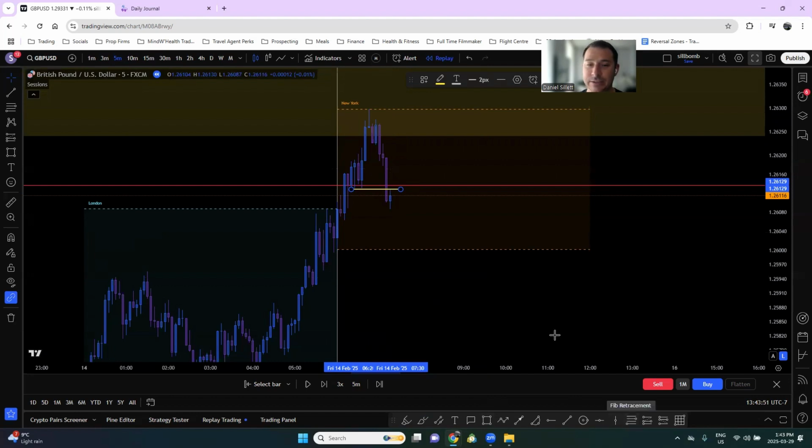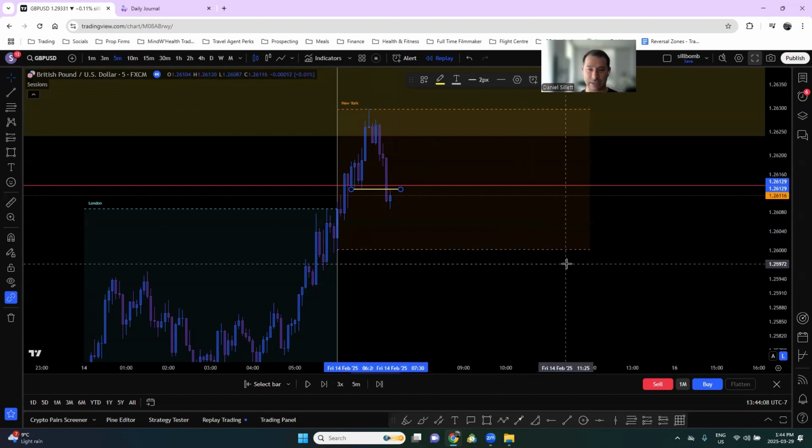And we did get this nice fair value gap here. Now, if you're not sure what a fair value gap is, it's a pattern made up of 3 candles. So 1, 2, 3, with the second candle having this space in the middle with no candles overlapping it. That's where we get the fair value gap.